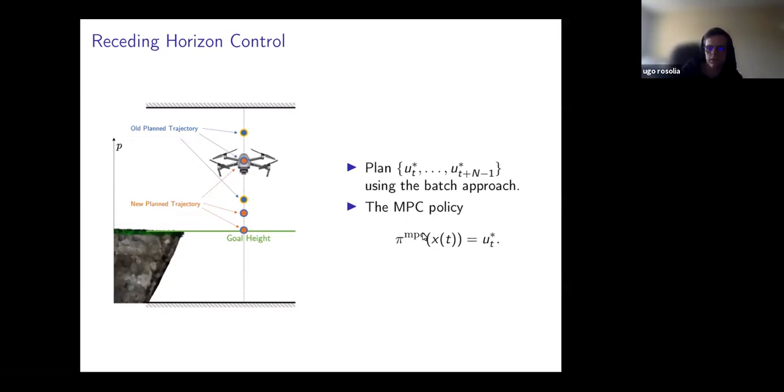And so any questions about this receding horizon strategy to compute a control policy?